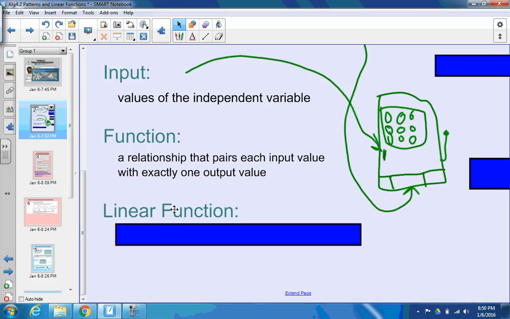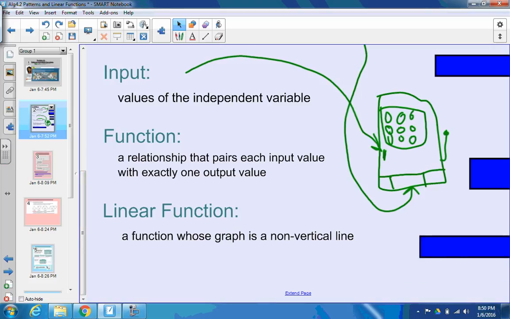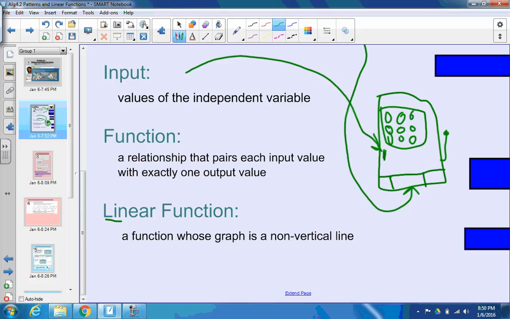Alright, and the last one is a linear function. A linear function is a function, when we're talking about input and output values, whose graph is a non-vertical line. So it's a line. You can see, hopefully, in the word linear that word line. So when you're graphing something and you have a line going across, that's a linear function because it's a line on the graph, as long as it's not vertical. Vertical lines are not functions.